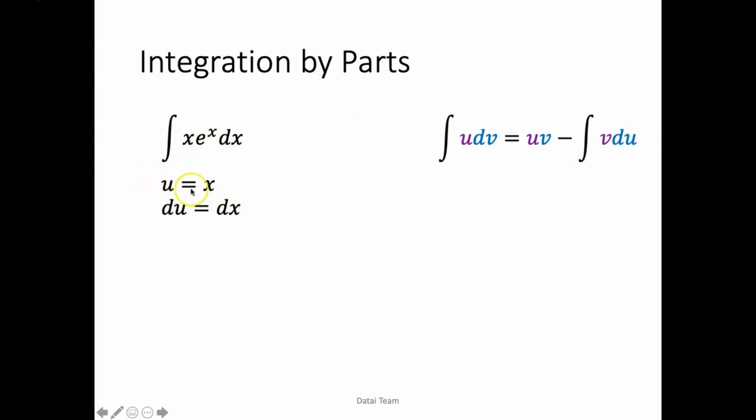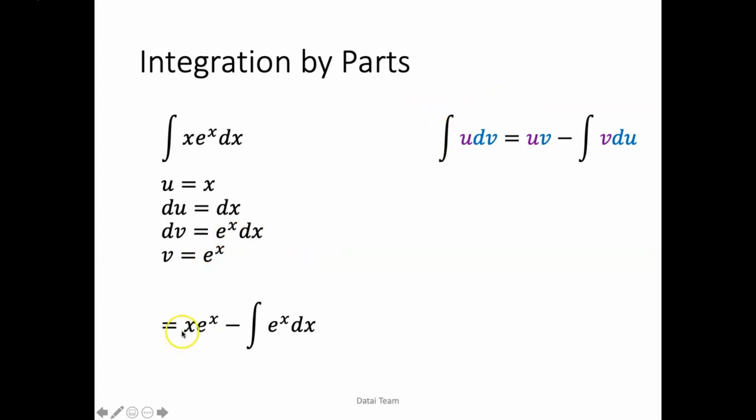We take the differential of both sides, so we get that du is equal to dx, which we will need here. And then we have our dv value. Our dv is equal to e to the x dx. We can integrate both sides, and when we integrate dv, we get v. When we integrate e to the x dx, we get e to the x. And then we plug them into the equation.